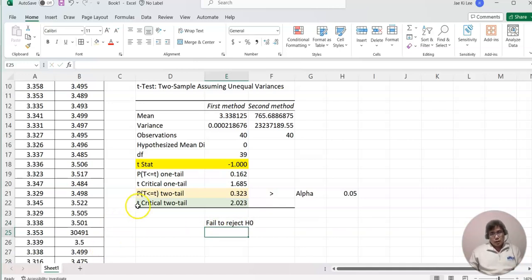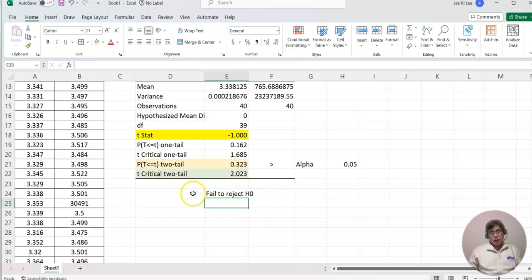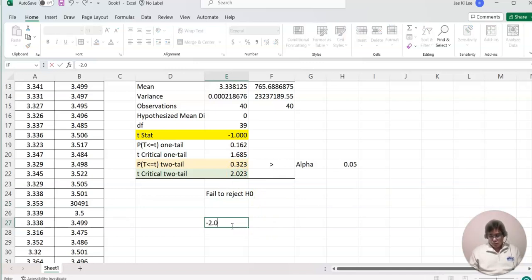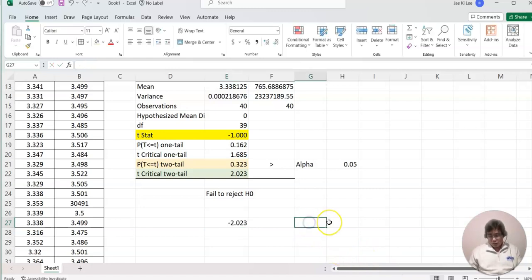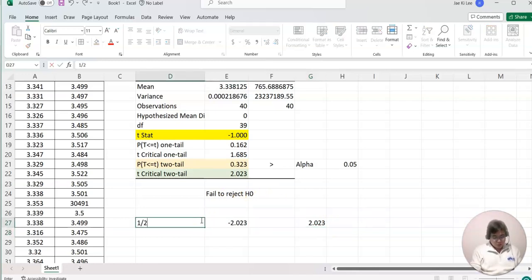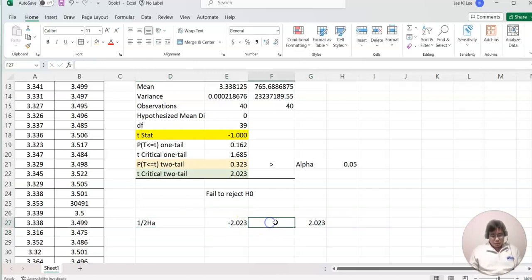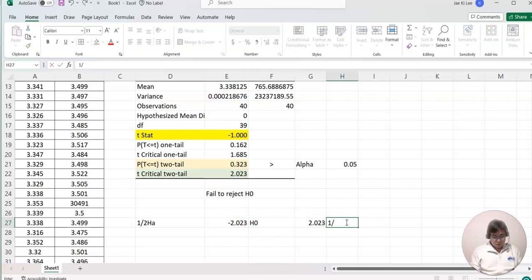Then what about the z-test here? You are looking at the t critical value. In this case, the sample size is more than 30, so we can say it is a z critical value. That's fine too. Even though we got the positive value here, you should know that it also becomes negative 2.023 and positive 2.023. The left-hand side is one half of HA, the center becomes H0, and the right side becomes the other one half of HA.